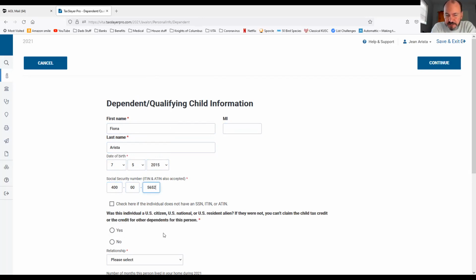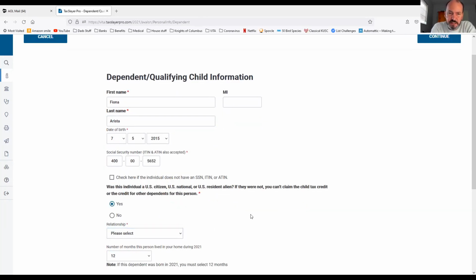And then chances are in the VITA program where it says check here if the individual does not have an SSN, ITIN, or ATIN, you're probably not going to have that, because most of the taxpayers come to the site, they've been fairly well educated regarding their ID number. So they're either going to have an ITIN letter. In fact, I don't think I've ever actually seen an ITIN card. I think it's a letter that they usually present. And yes, this girl is a US citizen.